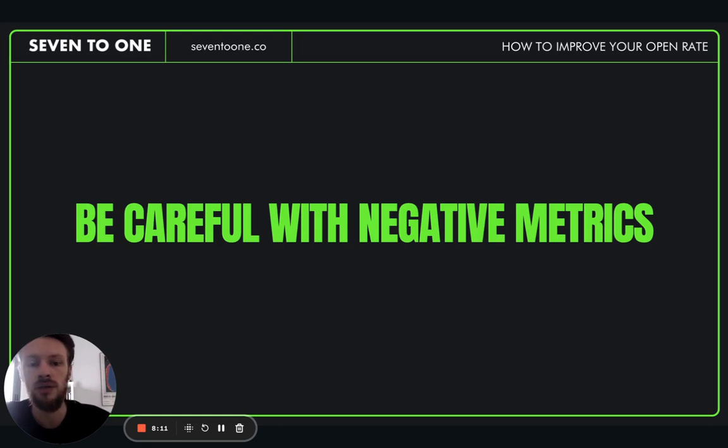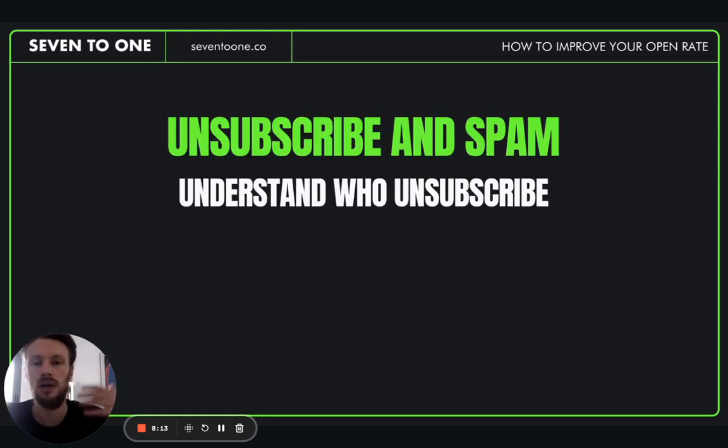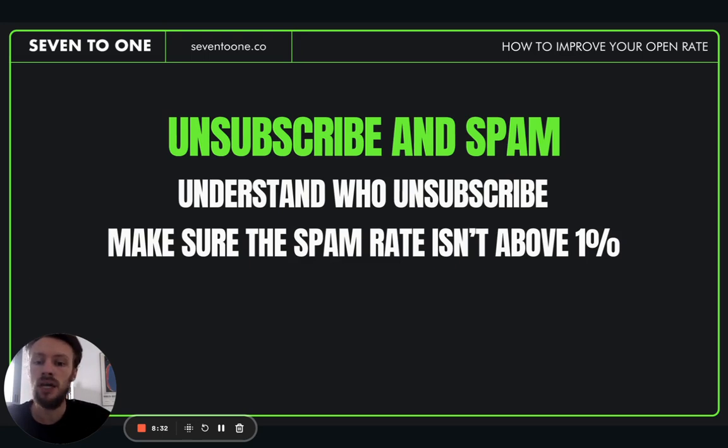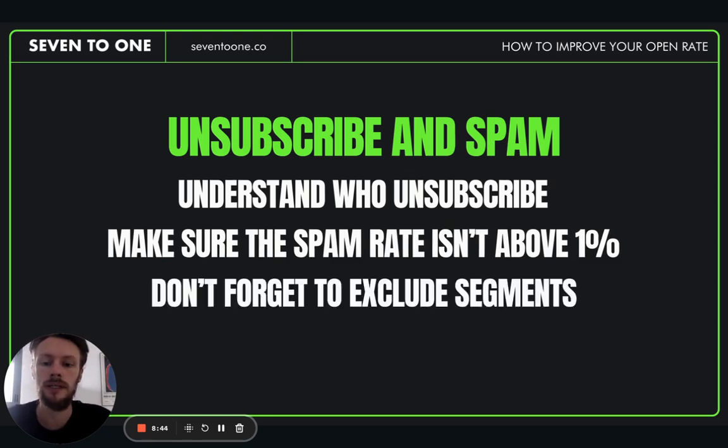Be careful with negative metrics, right? So negative metrics are obviously unsubscribe rates. So understand who unsubscribed. Are they recent clients? Are they recent subscribers? Are they past clients who haven't really been engaging with the website? Make sure the spam rate isn't above 1%, right? Because above 1%, it's kind of tricky. The domain authority might be impacted. So make sure it's not above 1%.